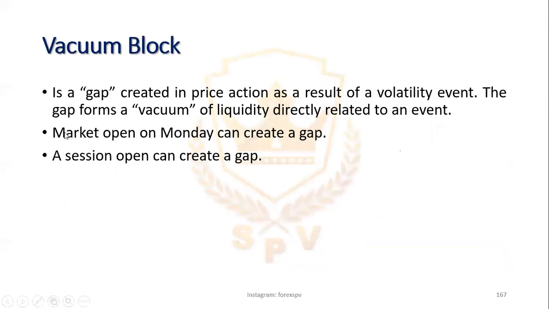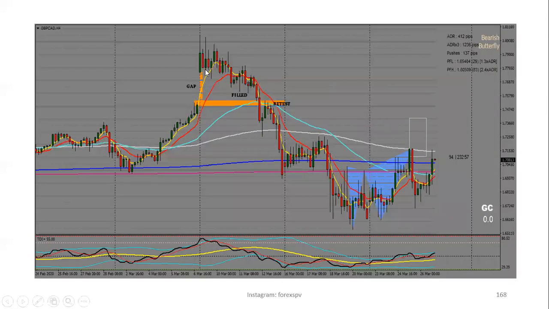And we also have vacuum blocks. In vacuum blocks, we are talking of the gaps that are created as a result of a volatility event. So the gap forms a vacuum of liquidity directly related to an event. Basically, no orders are entered in that gap.